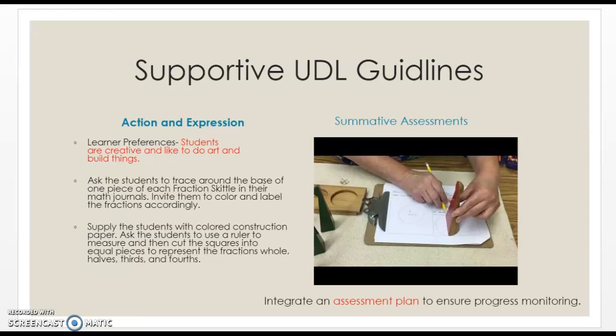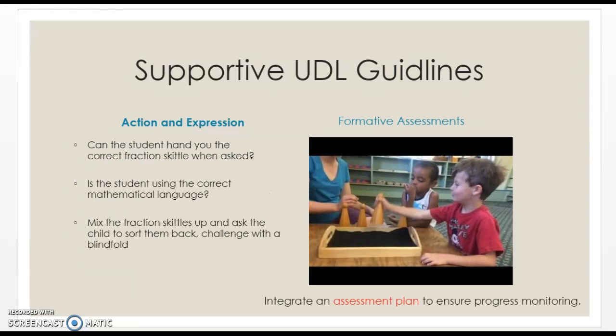And then lastly, formative assessments could be to simply talk with the student or pairs of students and incorporate questions into the conversation. The teacher can gauge student understanding through the responses to such things as, is the correct fraction skittle handed to you? Is the student using the correct mathematical language? Or the teacher can mix the fraction skittles up and ask the children to sort them back. You can even add a layer of difficulty by having the child be blindfolded. So those are some ways that we can also assess the students through a formative assessment.